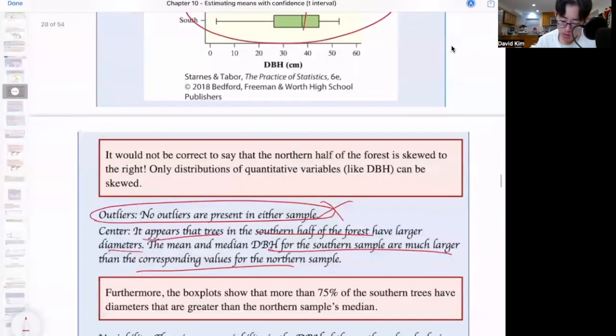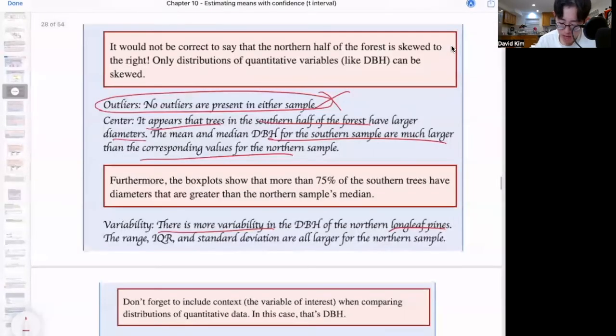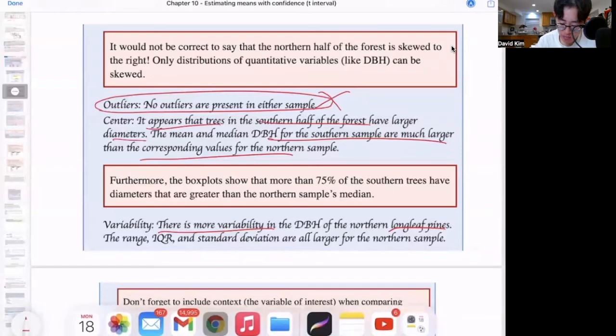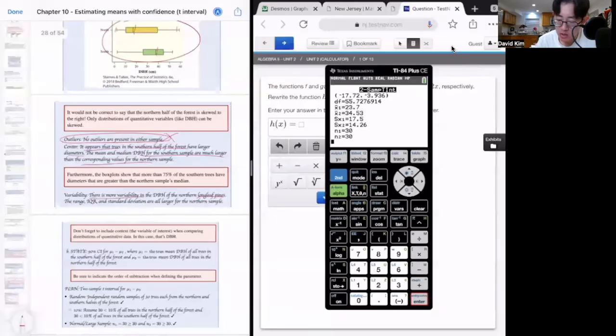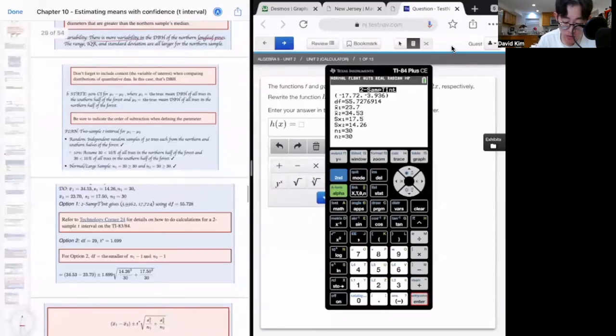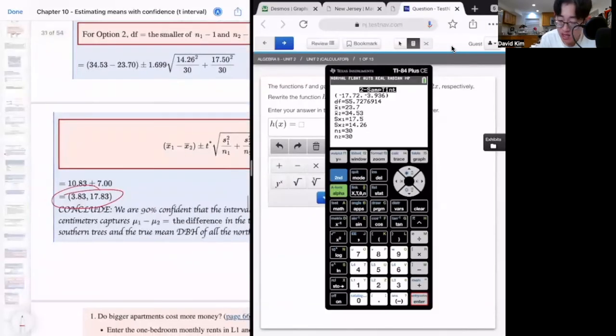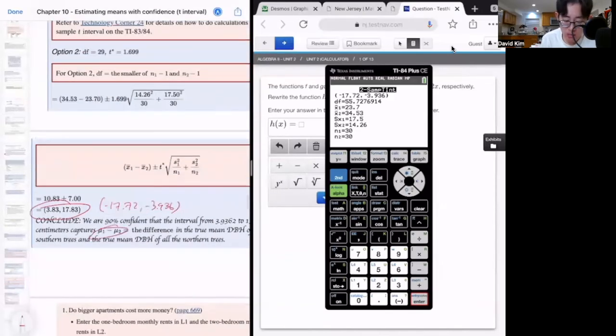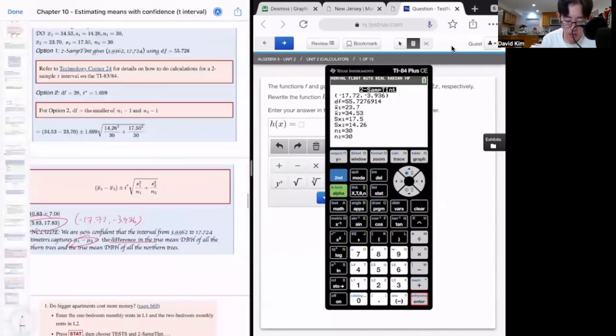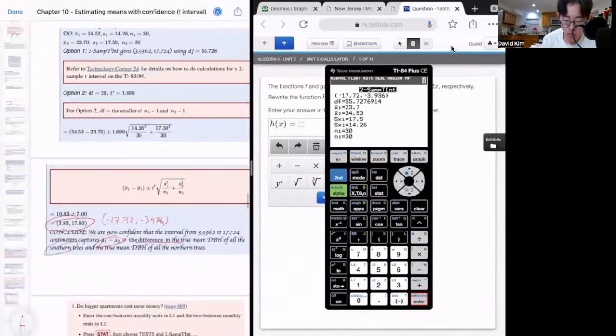All right, so for this question that we have, after you type that in, you're going to get an interval that is actually different from the answers. But because they phrased it, I don't really agree with this, but negative 3.936. The only difference is that they declared mu1 and mu2 as a difference in the true mean between the southern to the northern trees.